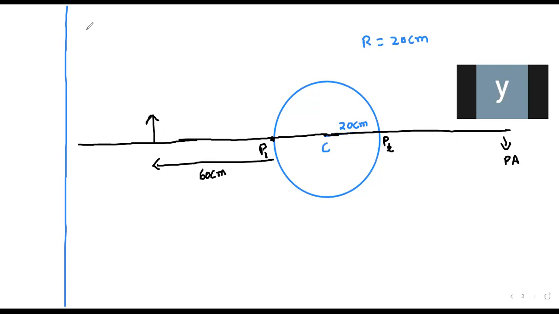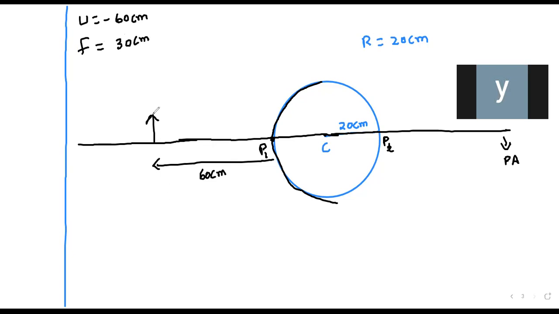60 centimeter. That is U is equal to minus 60. Now, you can see this spherical surface. It is a concave spherical surface, right? So the focal length of the concave spherical surface, let us consider 30 centimeter.